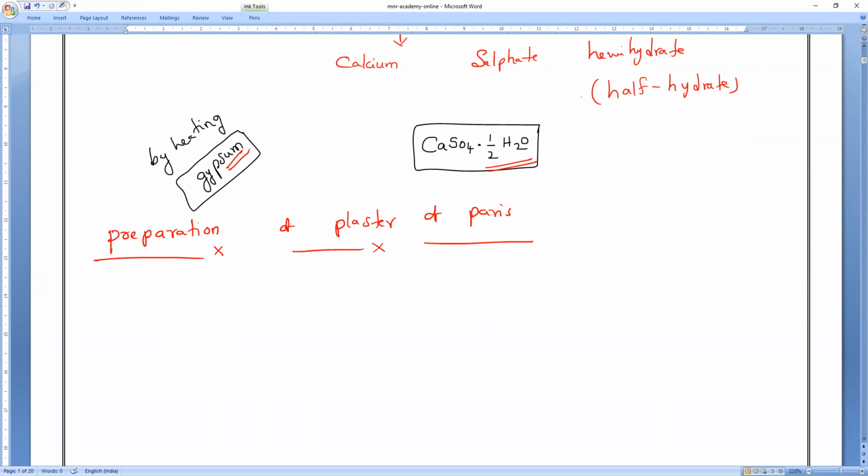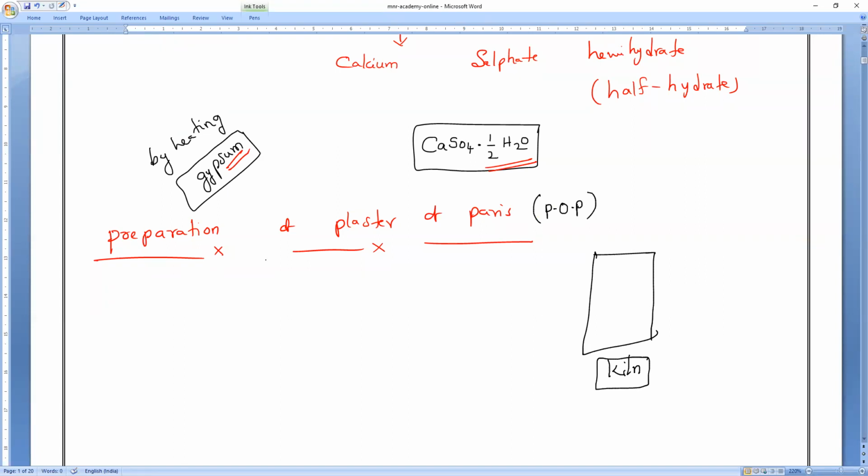Basically plaster of Paris is prepared by heating the gypsum to a temperature of 373 Kelvin, or 100 degrees Celsius, in an industrial container which we call a kiln. What is the name of the container? Kiln. Kiln is the instrumental setup which we use to produce the plaster of Paris.